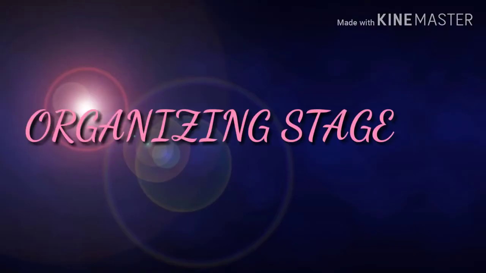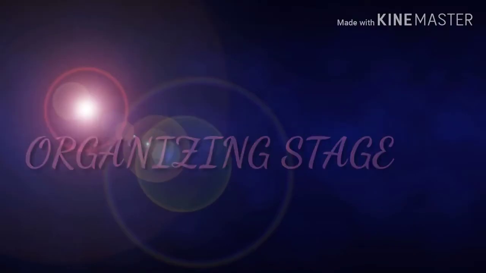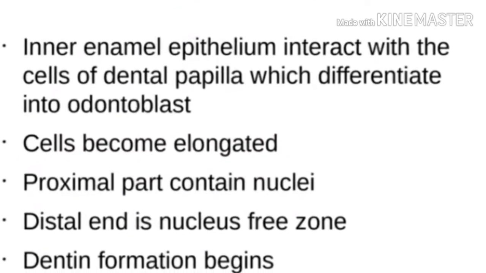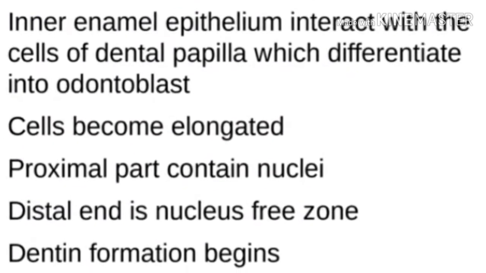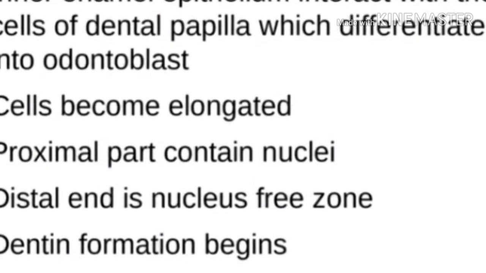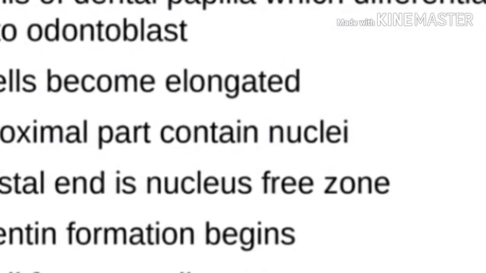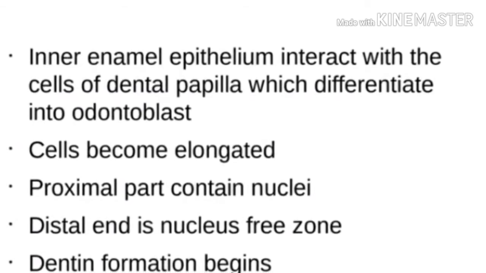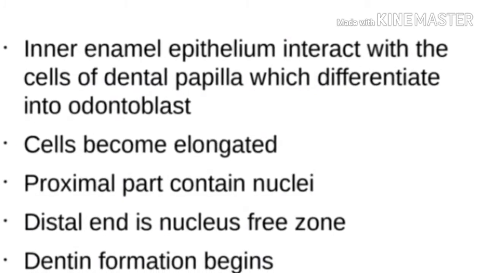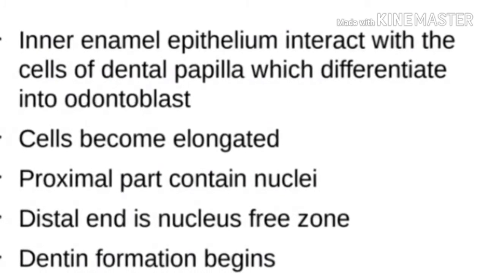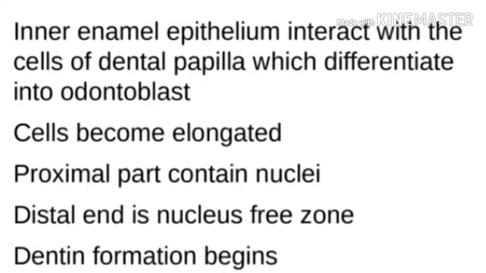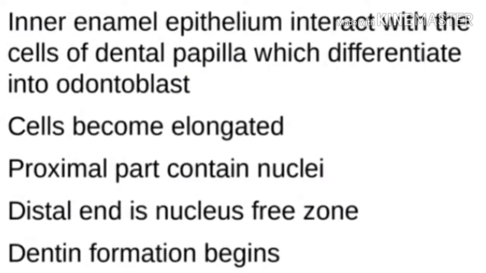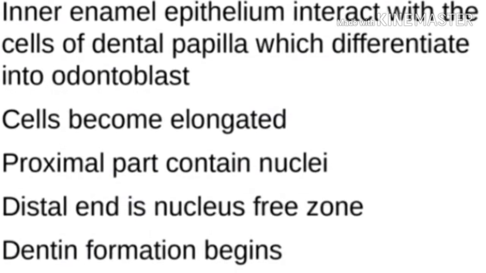Stage 2, organizing stage. In the organizing stage of development, the inner enamel epithelium interacts with the adjacent connective tissue cells which differentiate into the odontoblast. This stage is characterized by a change in the appearance of the cells of the inner enamel epithelium. They become longer and the nucleus-free zones at the distal end of the cell become almost as long as the proximal parts containing the nuclei.